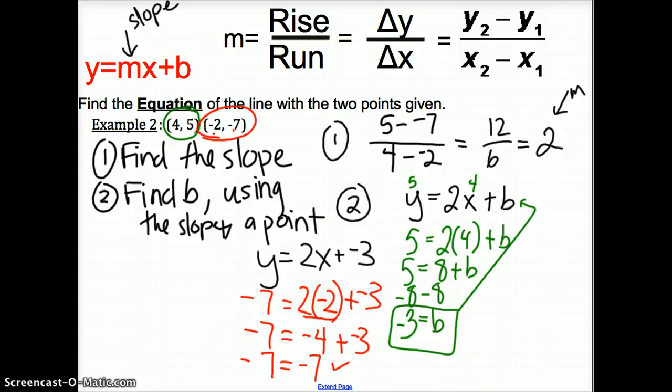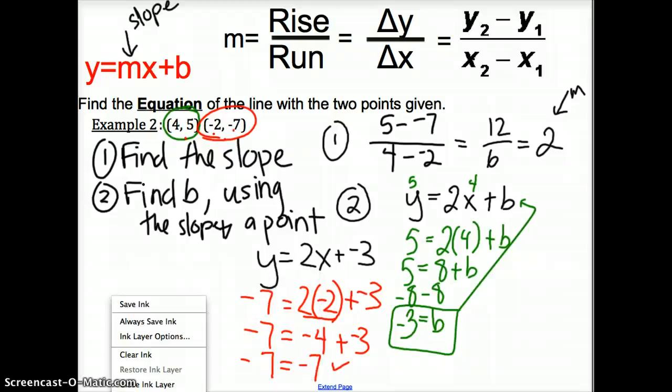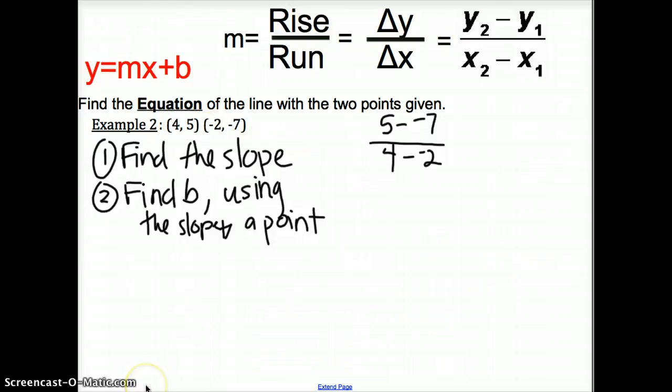So this equation works for the green point and the red point that you see here, because the green point helped me find b, the red point also checks in the equation. So remember, the two major steps are find the slope, then find b using a slope and a point. And don't be afraid to check your answer like we see here in red. Let's take a look at another example.